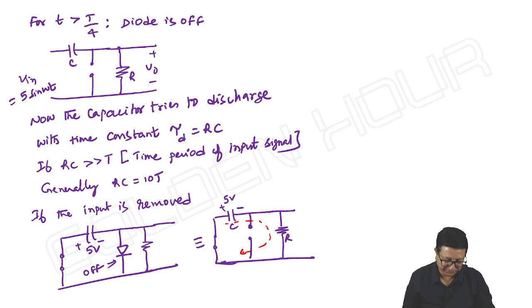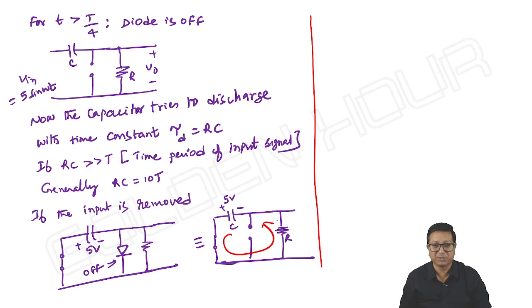Oh, sorry, reverse I should write. What about the discharging path? This is our discharging path. Whatever the voltage the capacitor has, it will lose, so that we can see zero initial conditions. So once the capacitor is discharging, next if you apply input, what happens? Once the input is removed, this is the equivalent circuit, and the capacitor discharges with the time constant RC. It may take time, but the capacitor will lose its voltage.